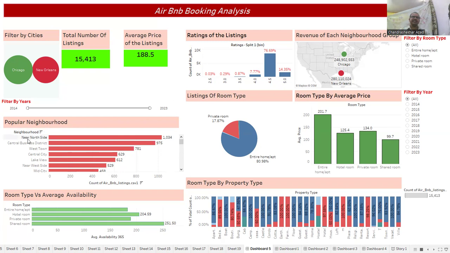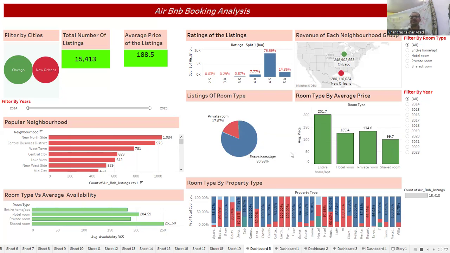The popular neighborhood groups present here are Near North Side, Central Business District, West Town, Central City, Lakeview, Near West Side, Mid City. These are the popular or active neighborhood groups present in these cities. Looking at the room types, 17.87% of the listings are private rooms, and 80.98%, about 81%, of the listings are entire home apartments, and a few percent, about 0.73%, are shared rooms and only 4.1% are hotel rooms.